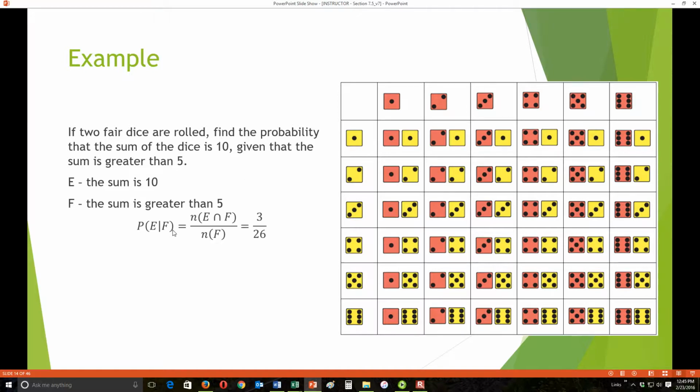So the probability of E given F uses the number in their intersection, because they only intersect in 3 places, these 3 where the sum is 10 and greater than 5. And then F was 26, so our probability was 3 out of 26.